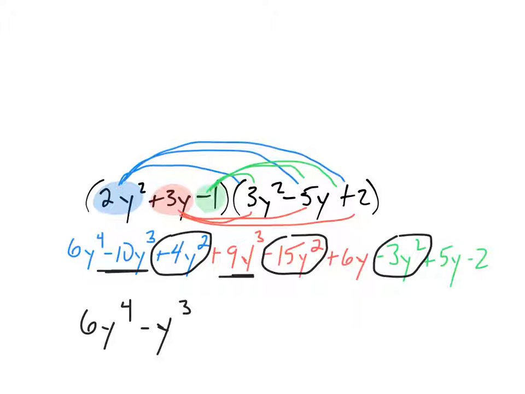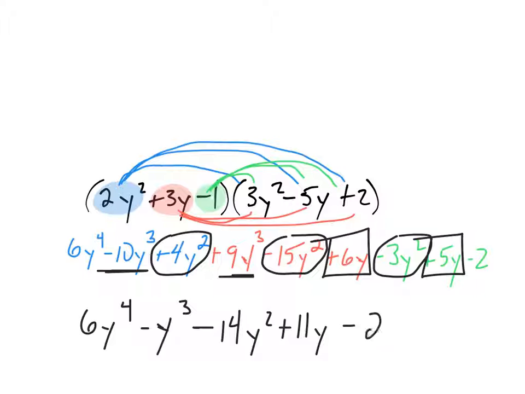So 4 minus 15 will give me negative 11. Negative 11 minus 3 will give me negative 14y squared. And then my 6y will combine with the 5y to get 11y, and then we have our minus 2. Make sense? Okay, it's just a lot, right?